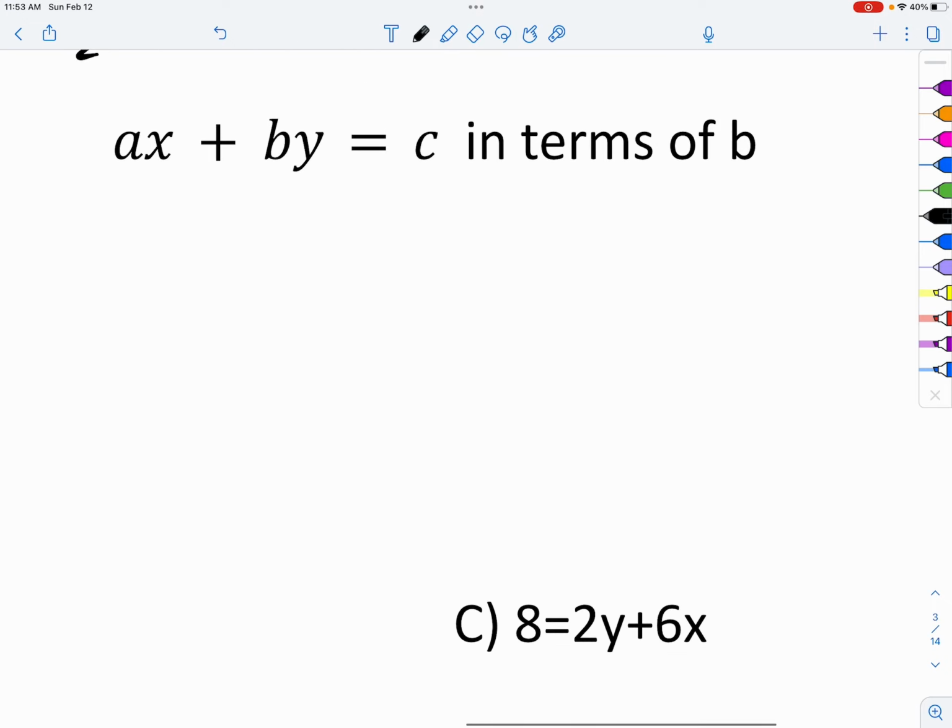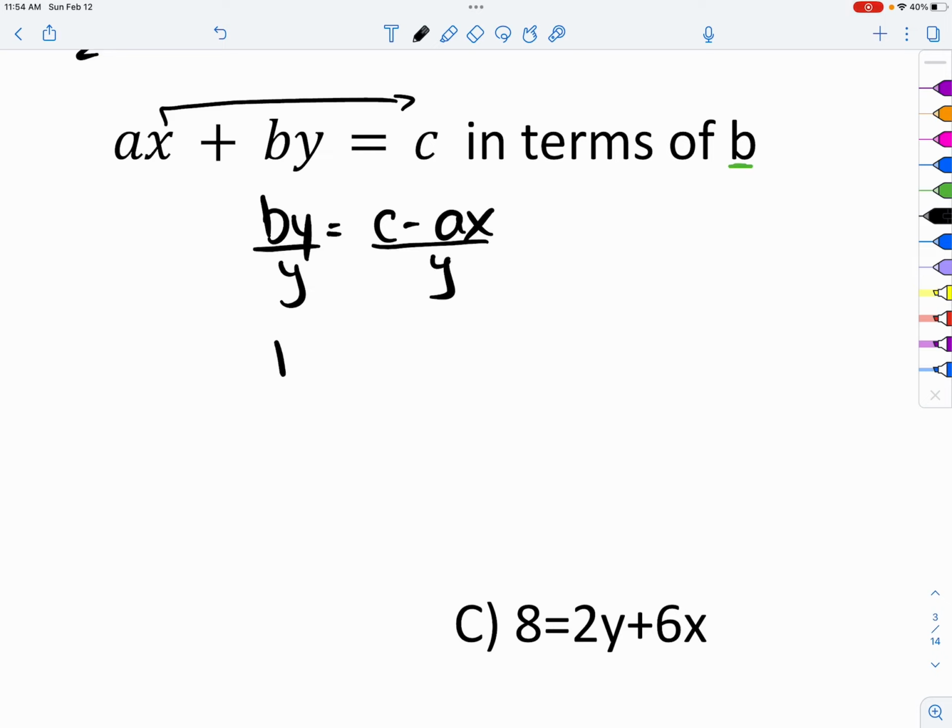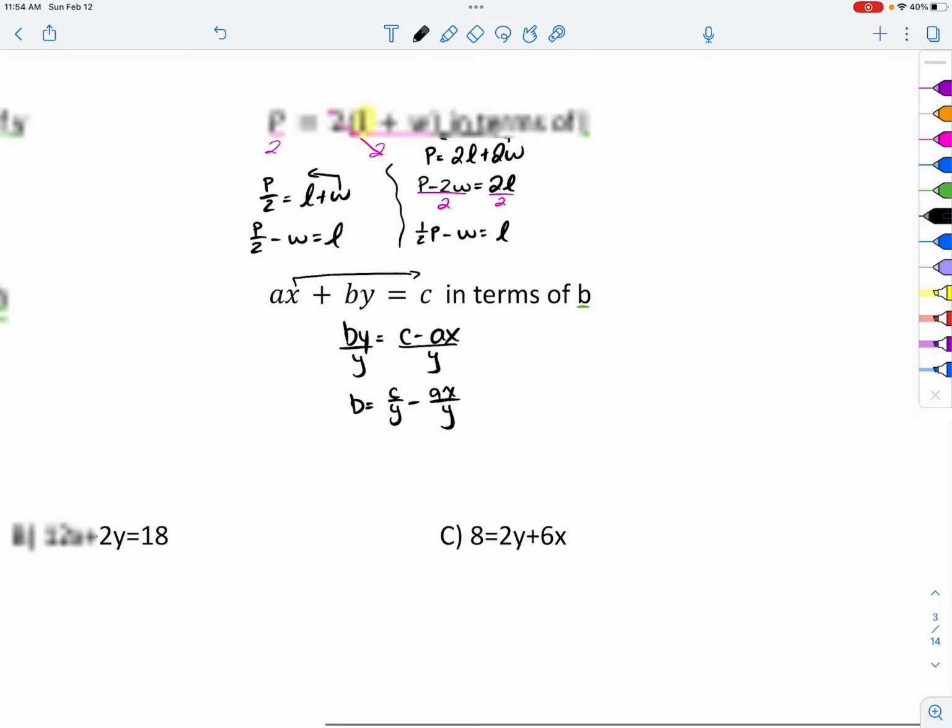And then this last one. AX plus BY equals C. Solve this in terms of B. Okay, so I'm going to move AX over, and then I'm going to divide everything by Y. I actually would have liked that question better if it said in terms of Y, not in terms of B, but that's okay. So that's what rearranging is.